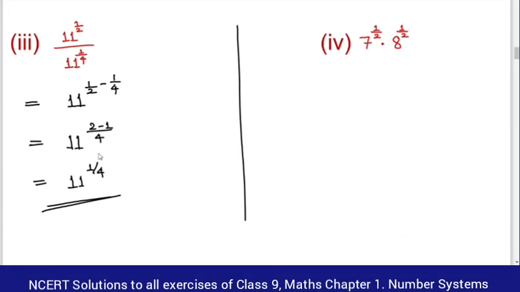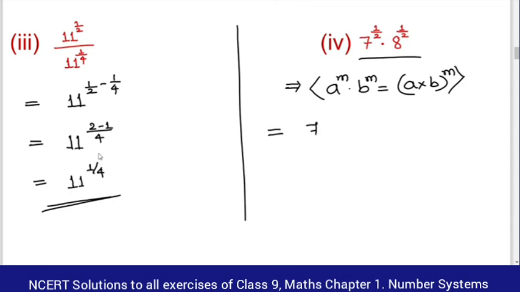Now fourth one, 7 raised to half into 8 raised to half. Here we will be using the formula a raised to m into b raised to m is equal to a into b raised to m. Now it will be equal to 7 into 8 whole raised to 1 by 2. 7 into 8 is 56 to the power 1 by 2, which is the required answer.